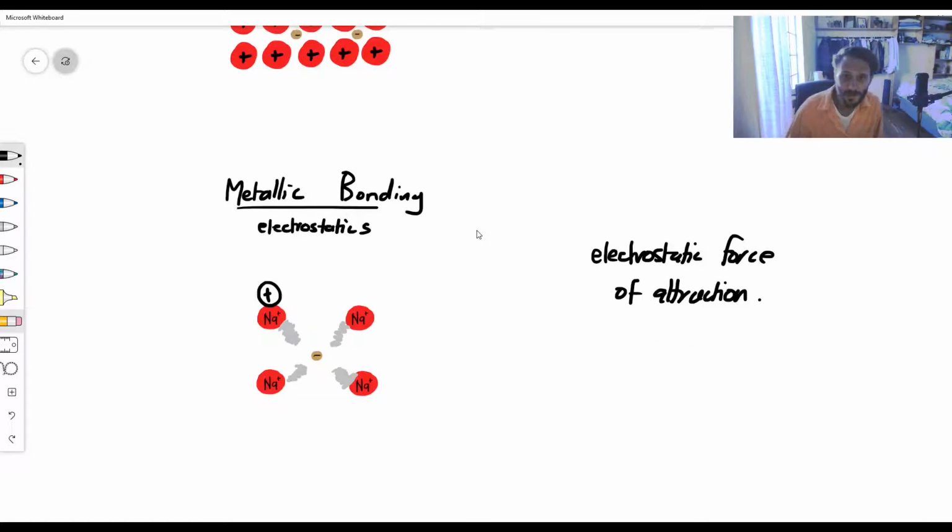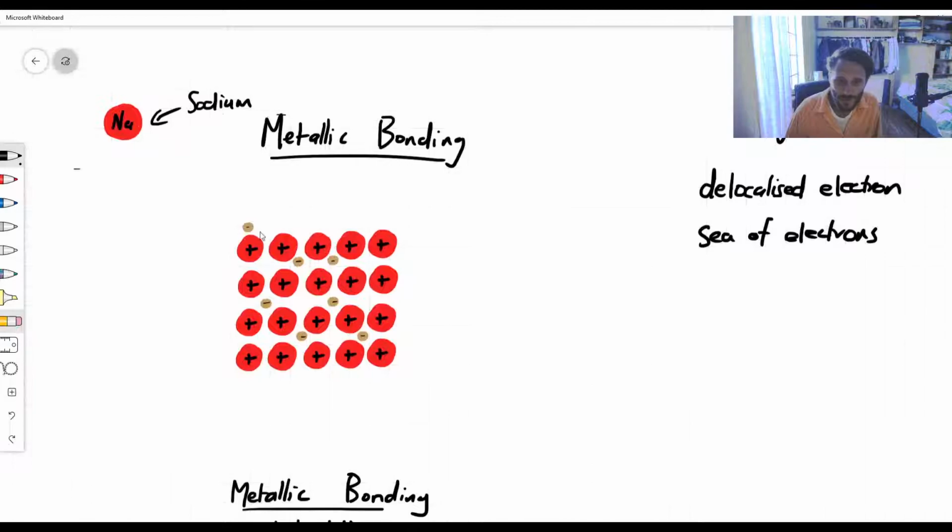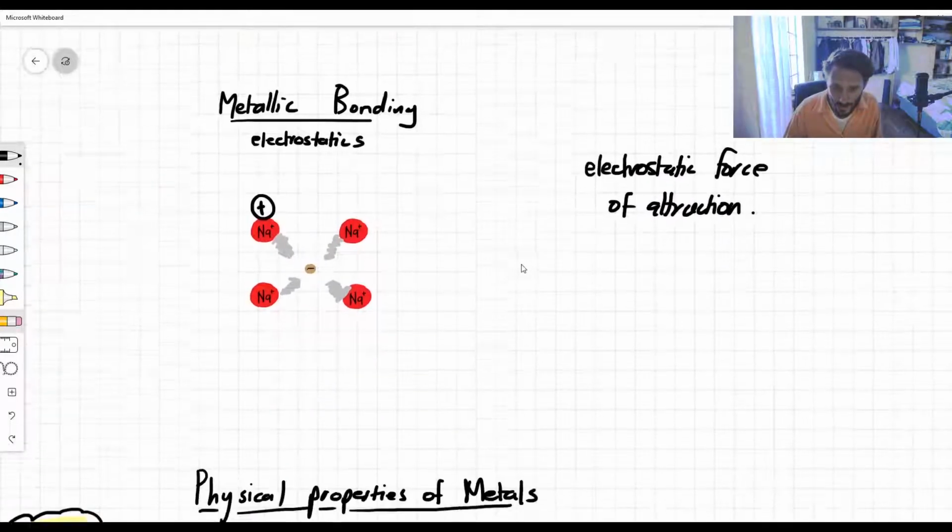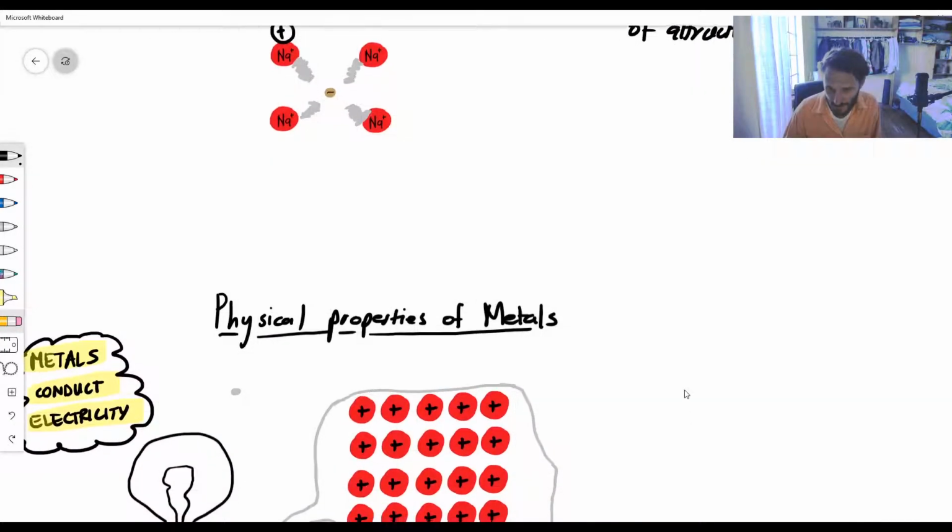Okay, so that's the electrostatics of metallic bonding, and that's the reason why, if we go back to this image, these sodium ions are sort of glued together. Okay, so let's go on and talk about the physical properties of metals, like we've just mentioned.